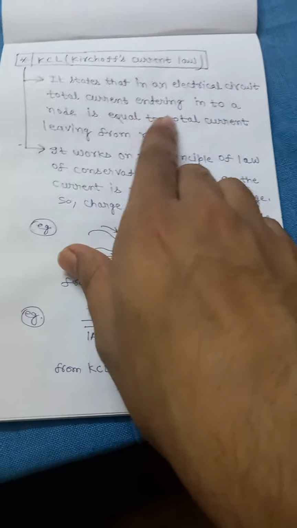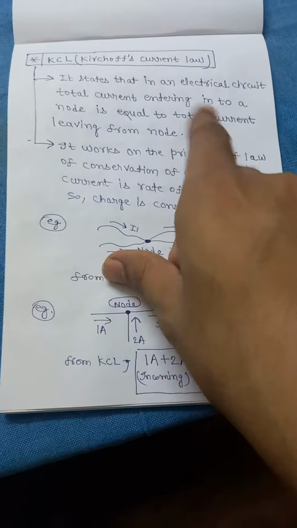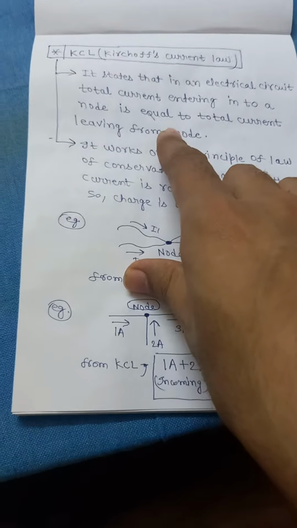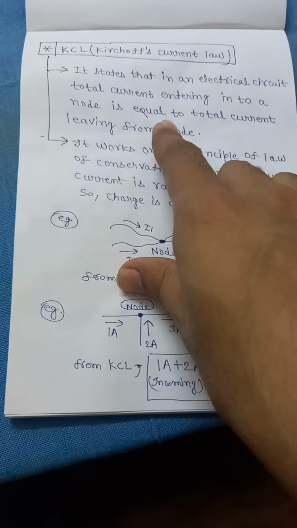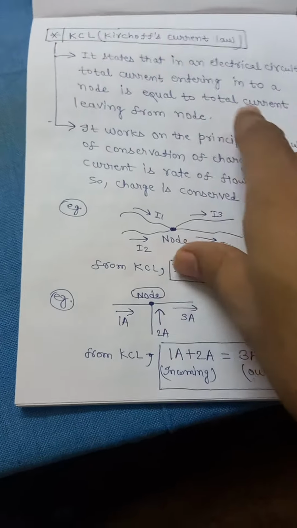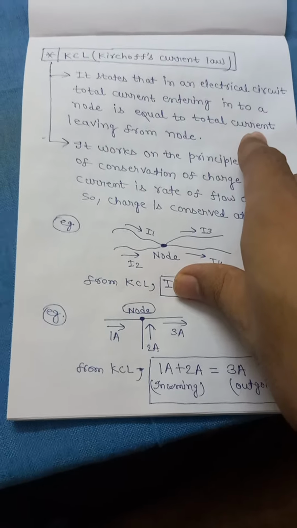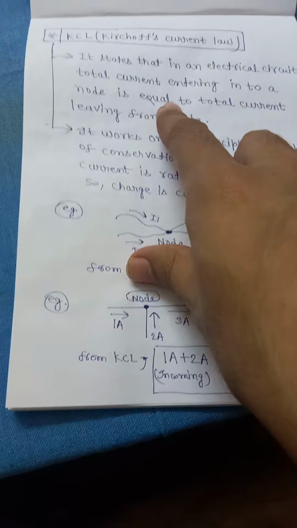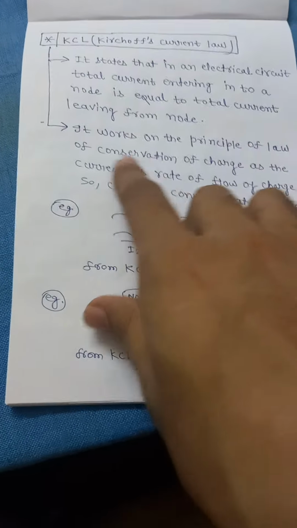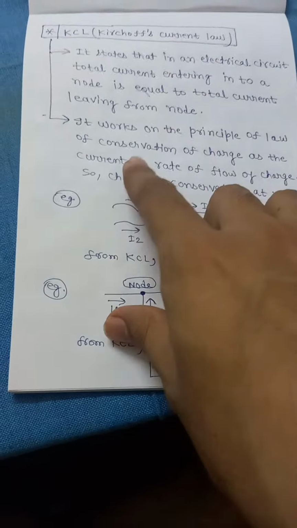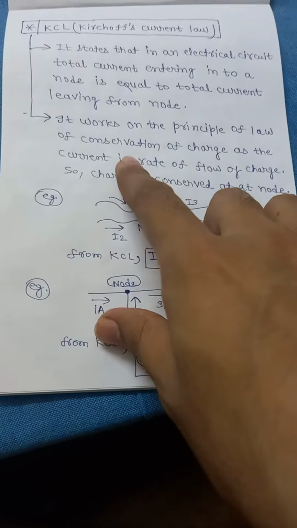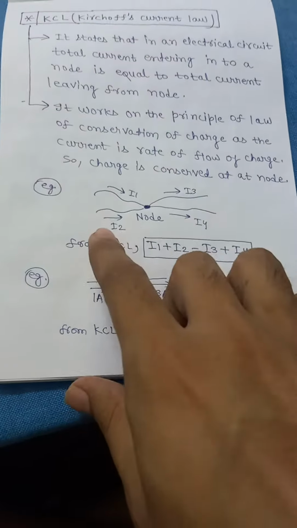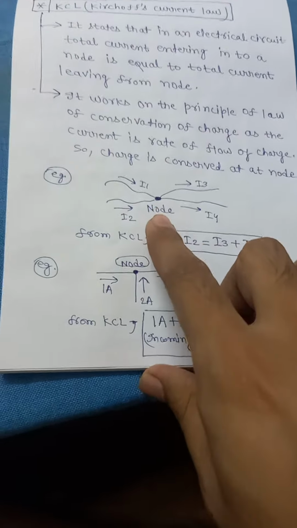And you are seeing here that the total current entering is equal to the total current leaving. It means current is conserved; it is neither created nor destroyed. As we also know, current is the rate of flow of charge, that is dq by dt. So current is conserved and current is the rate of flow of charge, so we can say that it works on the principle of conservation of charge. As current is the rate of flow of charge, charge is conserved at a node, or current is conserved at a node.